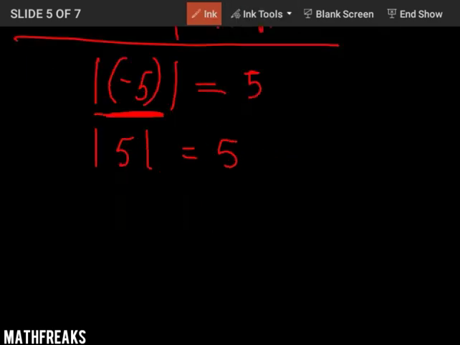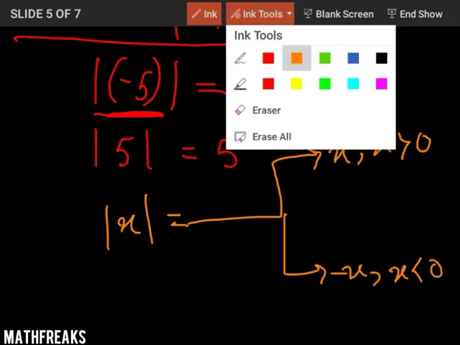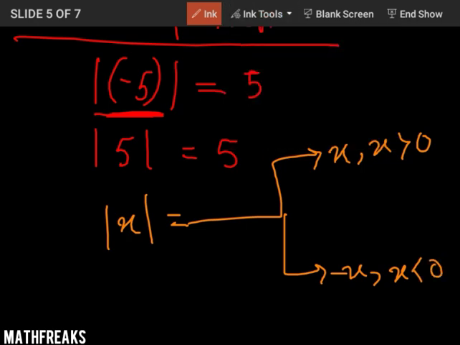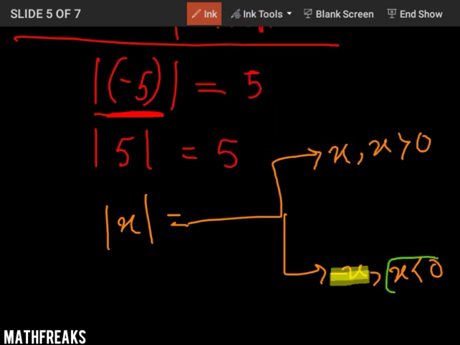So if we take any number, say x, and do the modulus of that, we are going to get two values, right? We are going to get x if x is greater than 0, and we are going to get minus x if x is less than 0. Now a few students may ask me, sir, you told us that whenever we do the mod we get a positive value, but here you are saying that we are going to get minus x. How is that possible?